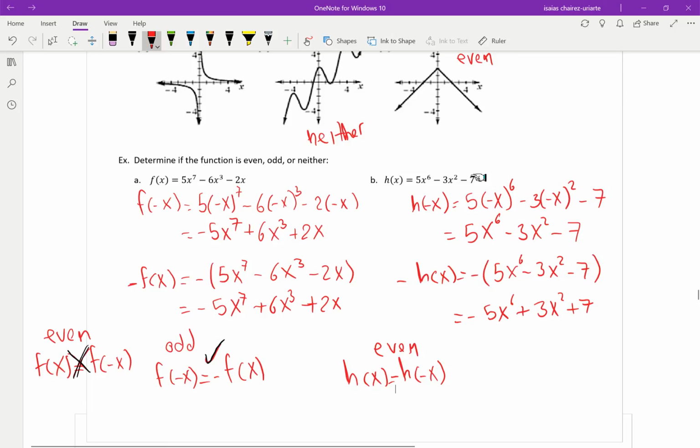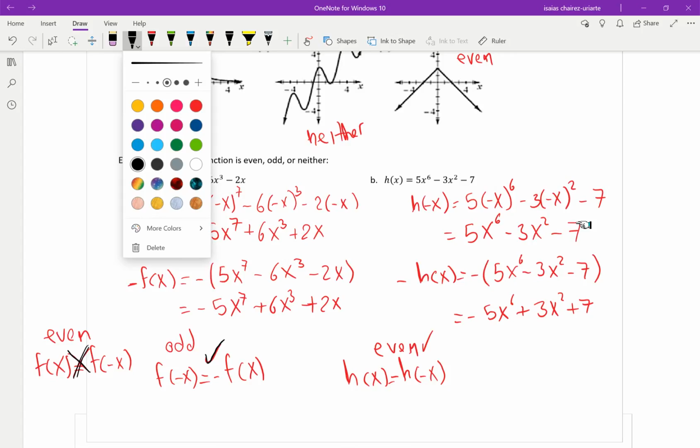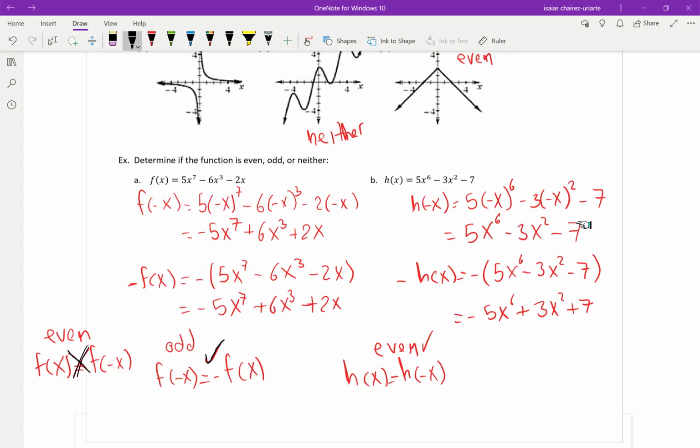So 5x to the 6 minus 3x squared minus 7 is equal to 5x to the 6 minus 3x squared minus 7. So this looks even. Yeah, this is an even function. Why can't I change colors quickly? Sorry, my computer. So this is even. Is it odd? Could you have a function that's both even and odd?